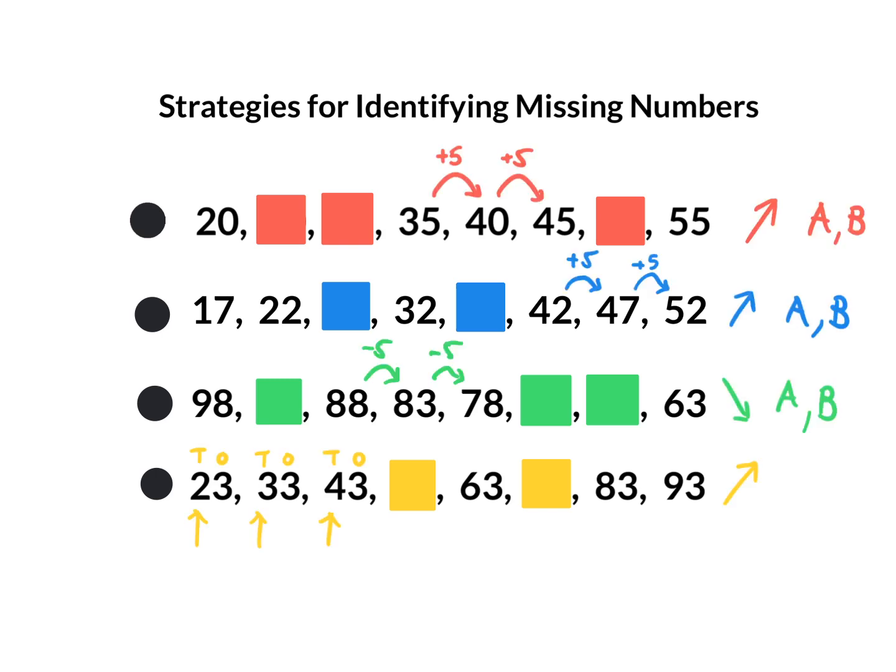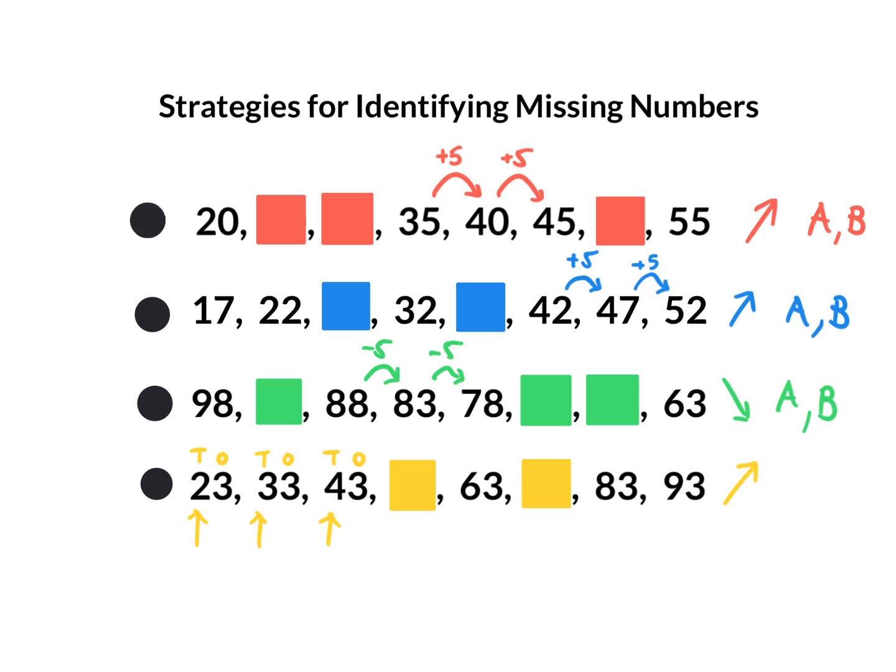Now I'm going to take you through my thinking to identify the missing numbers in each number sequence. Have a look at the number string that has the red missing numbers. I can see that the number pattern is increasing. It goes 35, 40, 45. So the number pattern is increasing each time.